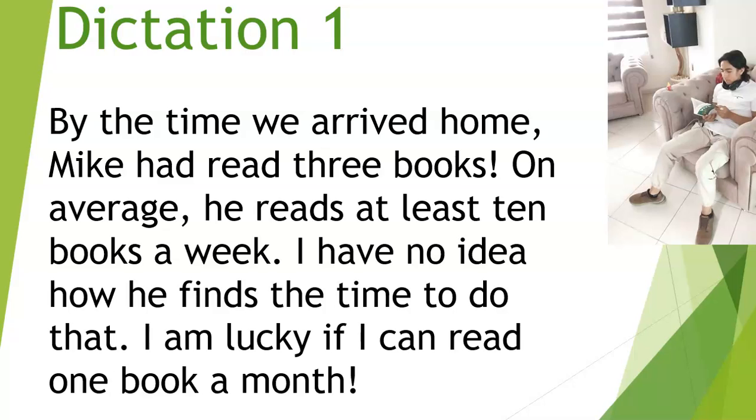So one of them is here. By the time we arrived home, Mike had read 3 books. This is a dependent clause. It's beginning with this conjunction. And then Mike had read 3 books. This is an independent clause. Now, what about the next one?